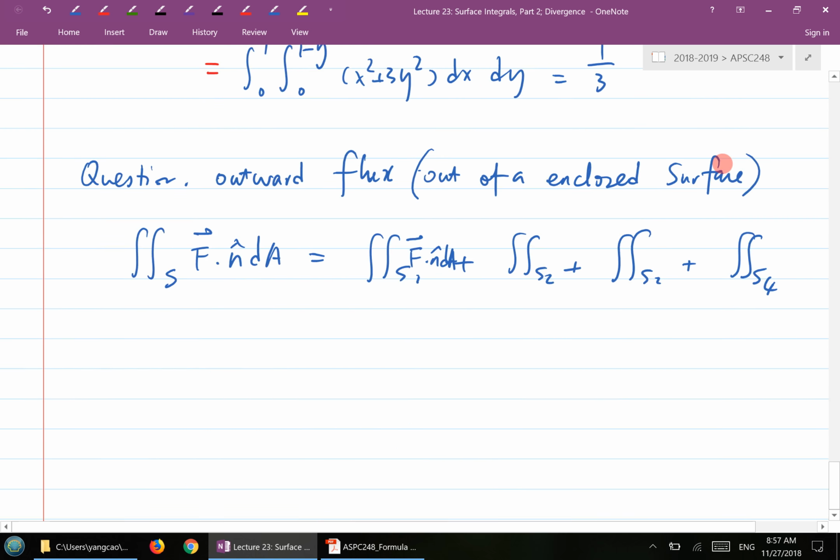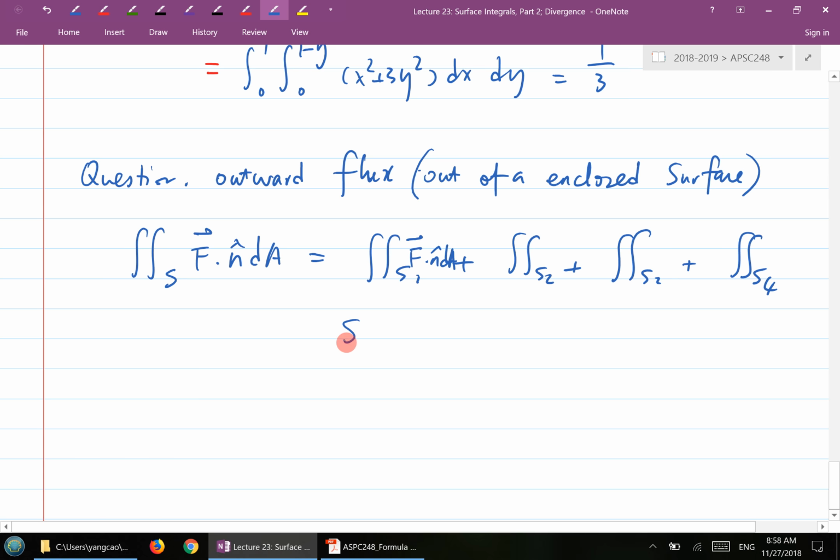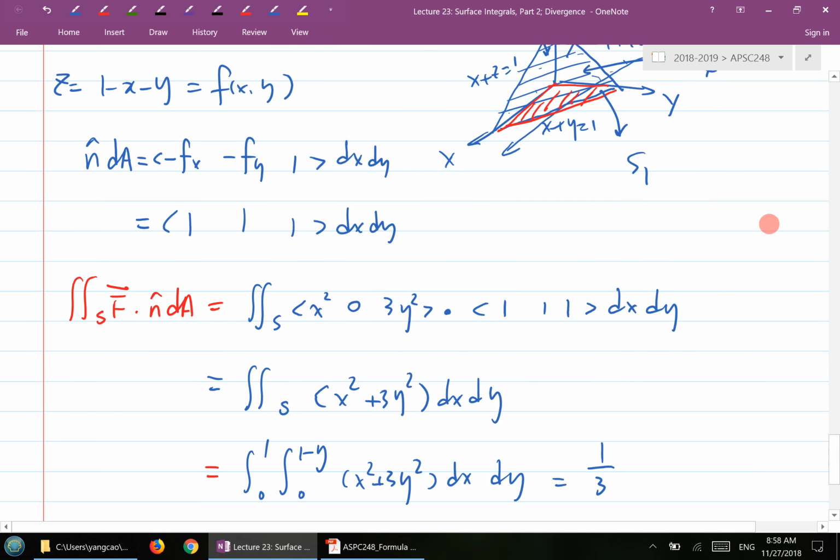So now, if I do the computation, S1 is the bottom here, and we're required to calculate the outward flux. The formula here I only gave you for one case, that is a plane parallel to the XY plane, and then your n hat is either positive or negative k hat. So for S1, this is actually easy. Your n hat should be what? Negative k hat. Good.